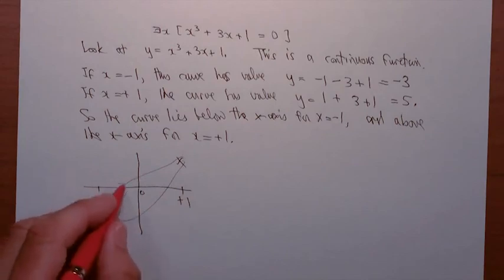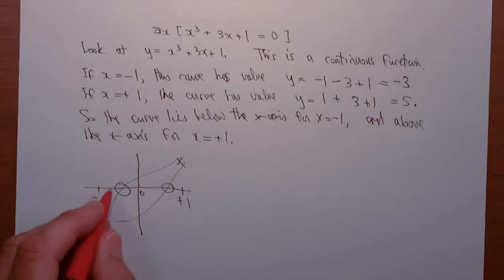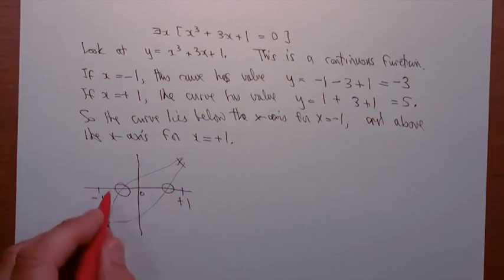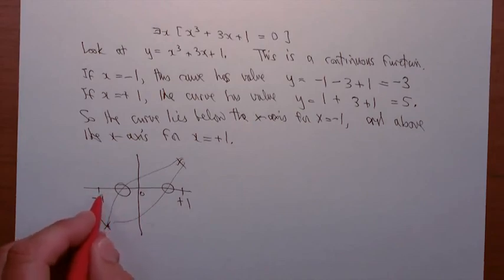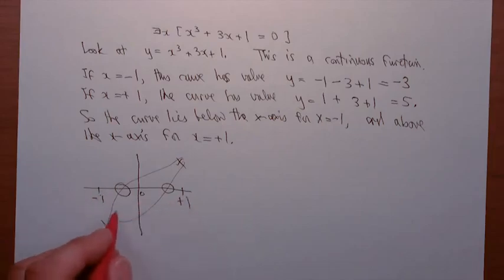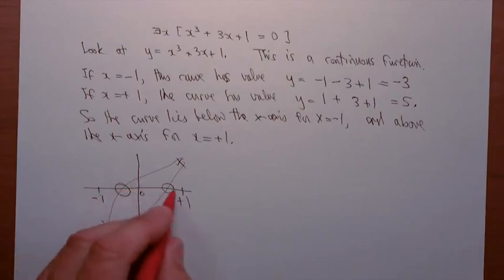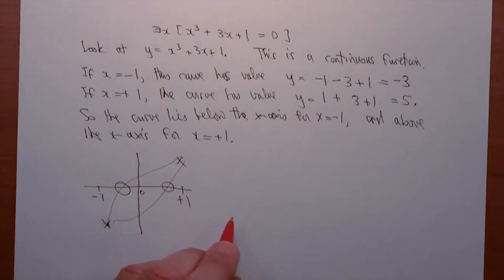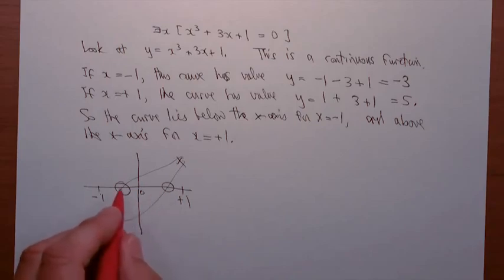The point is, it's going to have to cross the axis somewhere or other, either to the left of the origin or to the right of the origin. Doesn't matter where. The important point is somewhere between -1 and +1, this curve crosses the axis. And when it crosses the axis, the y value is 0.